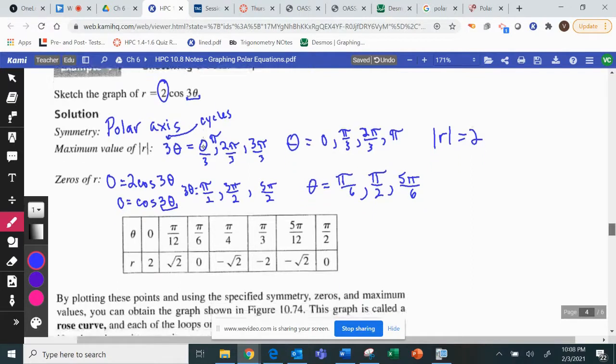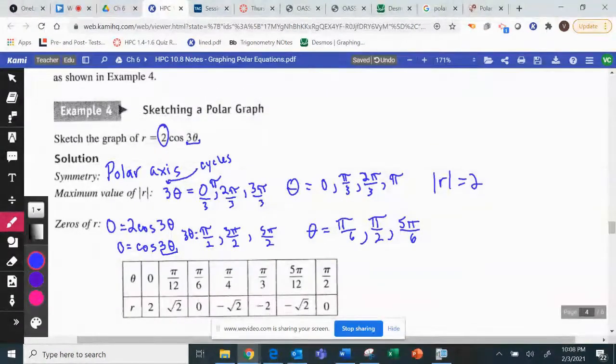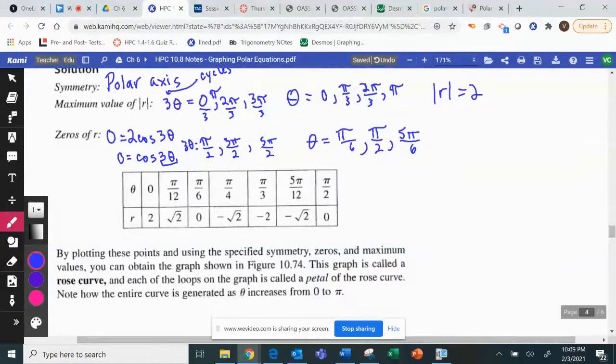Here's a table of values, and it looks like I forgot to put it, but it's on the next page. There's a little paragraph that says, by plotting these points and using the specified symmetry and zeros and maximum values, you can obtain the graph shown below. And this graph is called a rose curve. And each of the loops on the graph is a petal of the rose curve.